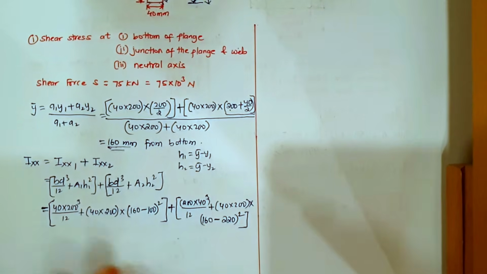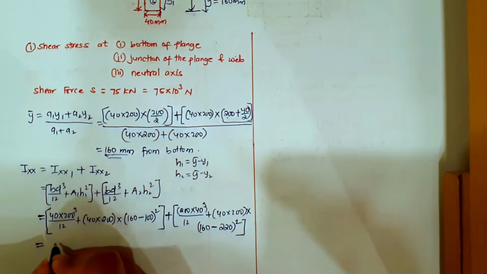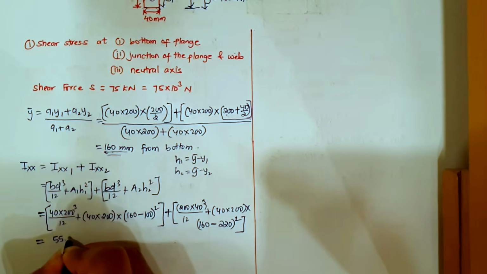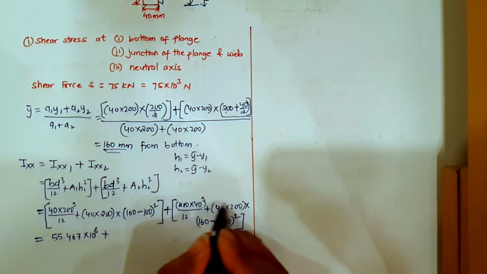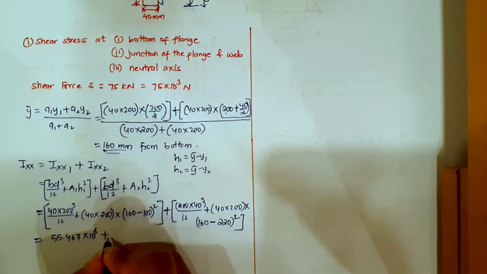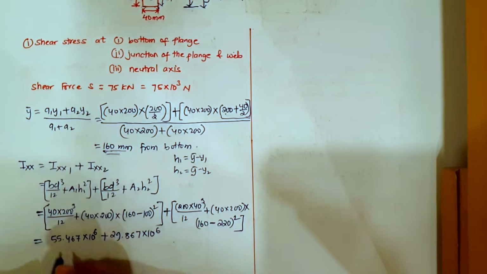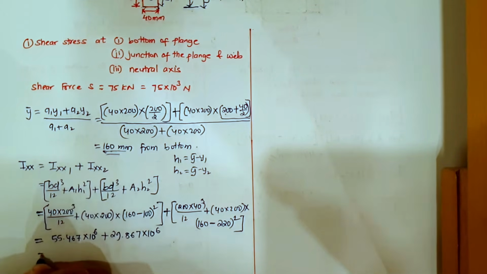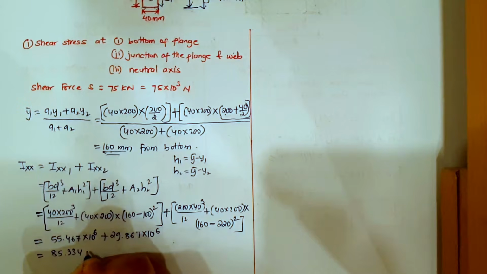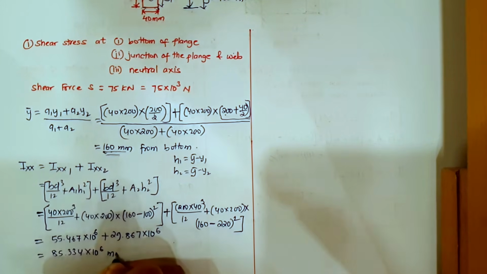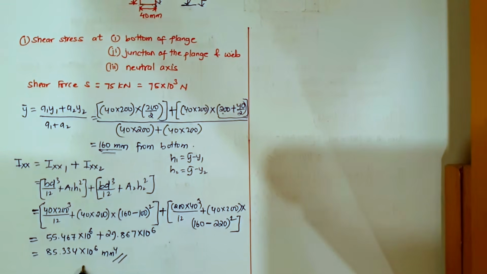So if you solve all of these, you will get the Ixx1 value as 55.467 into 10 raised to power 6, and if you solve Ixx2 you will get 29.867 into 10 raised to power 6. Now adding both these values, you will get Ixx equal to 85.334 into 10 raised to power 6 mm raised to power 4. So Ixx value is coming this much.